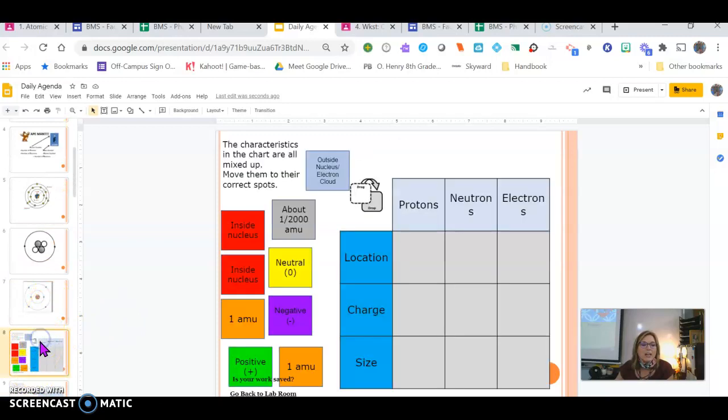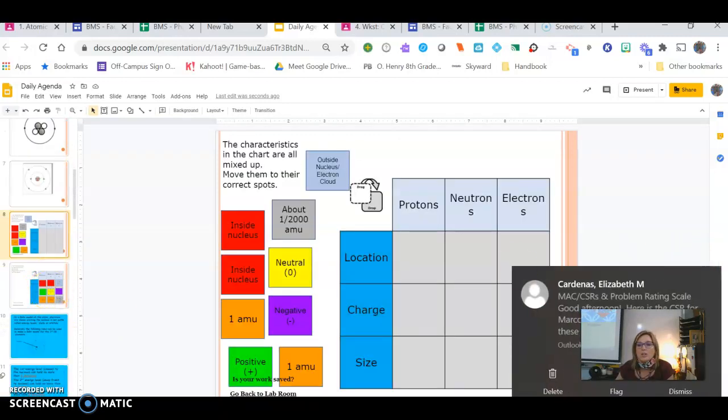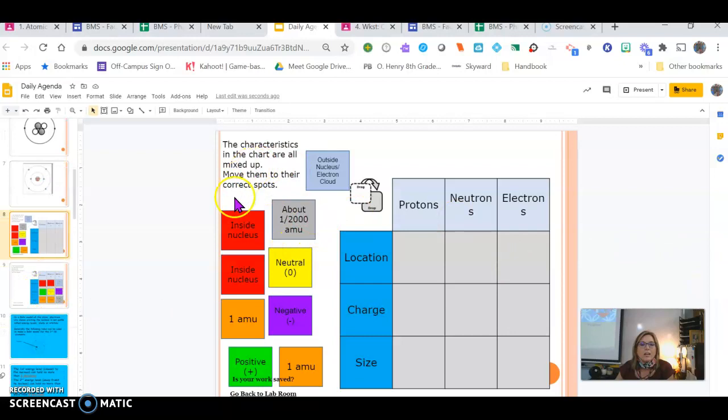Okay, I'd like you to go into Google Classroom now, and I'd like you to pause this video, and slide these boxes to where they go in order to tell us about protons, neutrons, and electrons, their location, charge, and size. You can look back at your notes in the Atoms Interactive Notebook to help you do this. So hit pause and go ahead and take care of that.